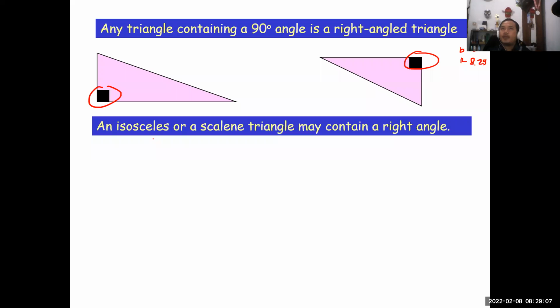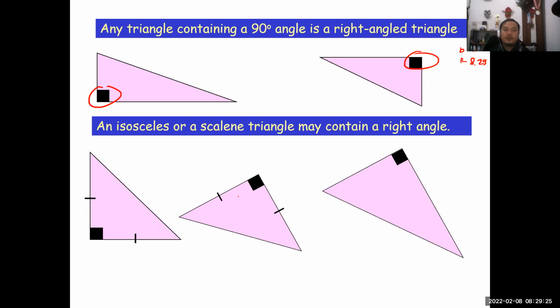So we have 3 types. Yeah, before we have equilateral, we have isosceles, and we also have scalene. The one that possibly have a right angle is our isosceles and also a scalene triangle. Okay, so I'm going to give you an example like this one.